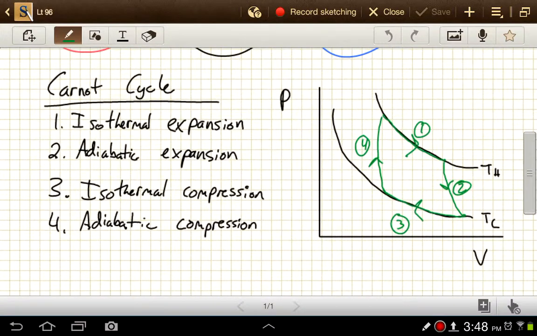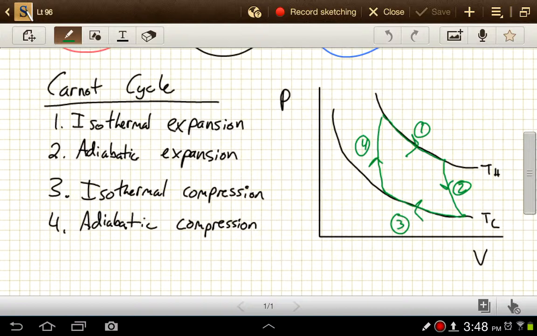So we start out with isothermal expansion. These black lines, those are isotherms. They're just curves of constant temperature. So isothermal expansion from some point here down to this point. So we're getting larger in volume. Our pressure is decreasing at this point.